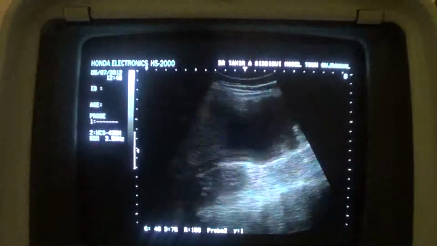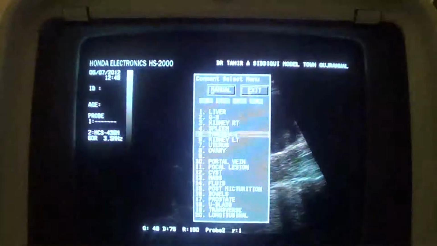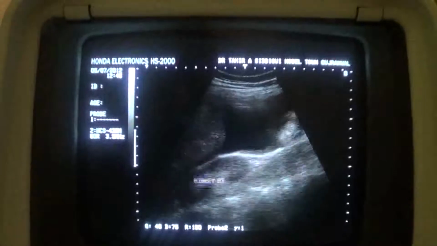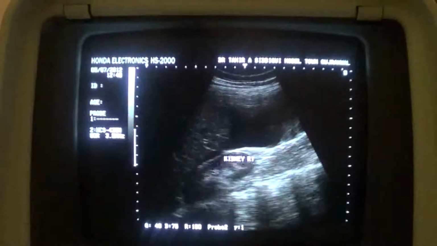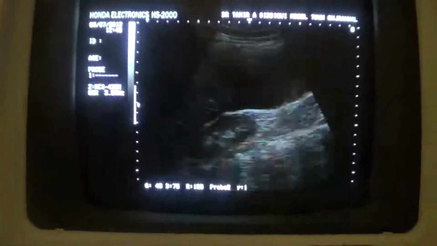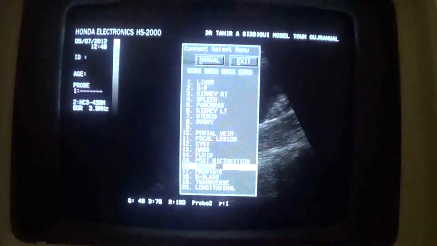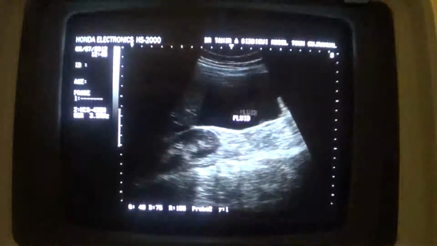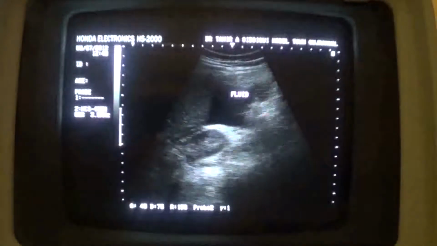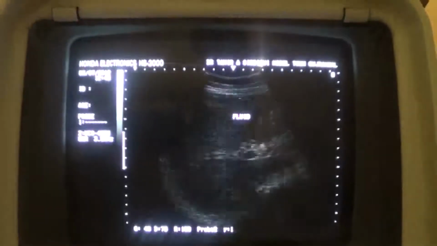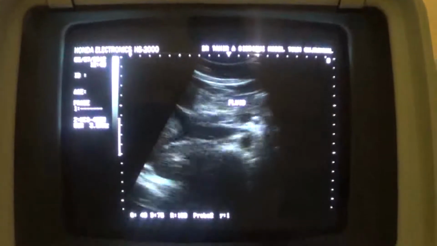Now this is the kidney, the right kidney. This is the right kidney, this area, and this is the fluid in the right para-colic gutter, and then it enters Morison's pouch. You see, this is the fluid.